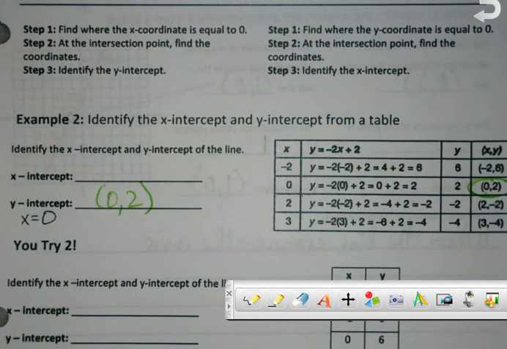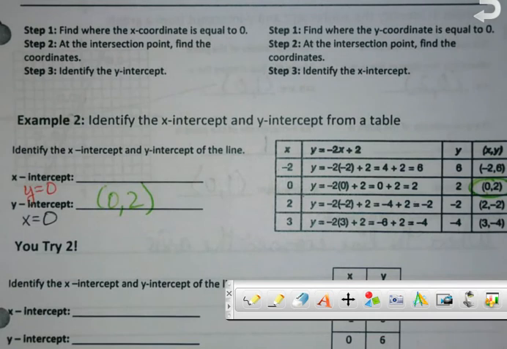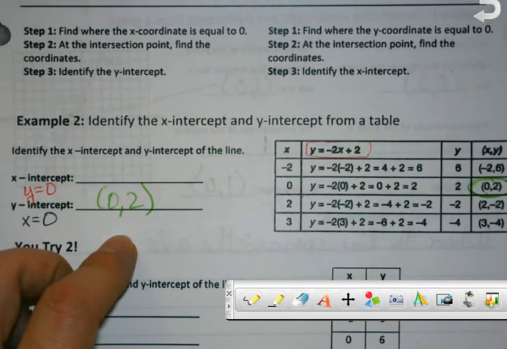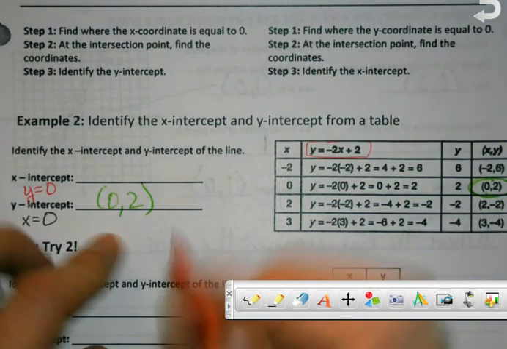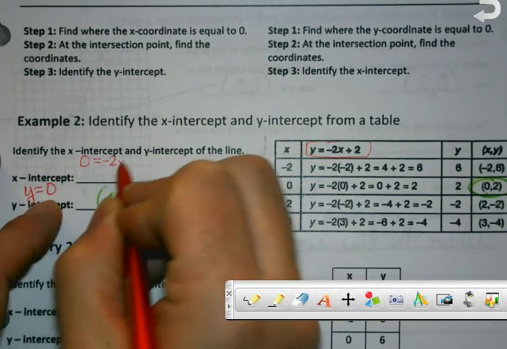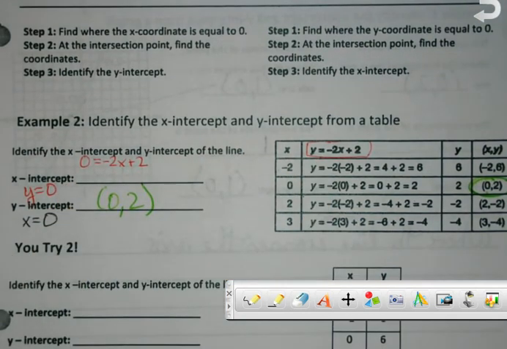Well, what do I do now, since I don't have a 0 in here to be able to find my x-intercept? Here's what we're going to do. Since the y value equals 0 when it's the x-intercept, we're going to take the equation they give me, and I'm going to plug in 0 for y, and I'll figure it out. So I'm going to have 0 equals negative 2x plus 2. I just took the equation and put the 0 in for y.